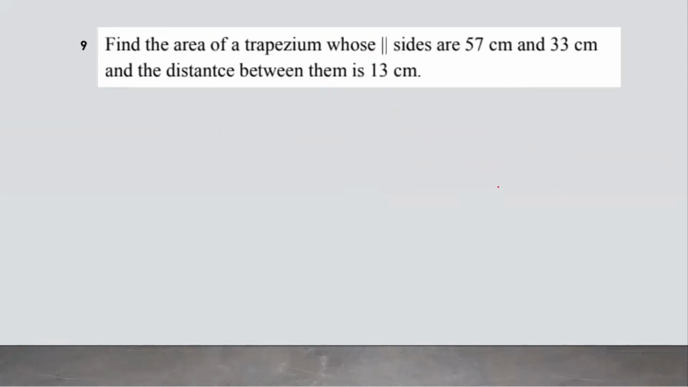Got it? Now find the area of a trapezium whose parallel sides are 57 centimeter and 33 centimeter and the distance between them. So this distance between them is called the height. So let us put the values here. So we get half a plus b, which is the sum of parallel sides, that is 57 plus 33.